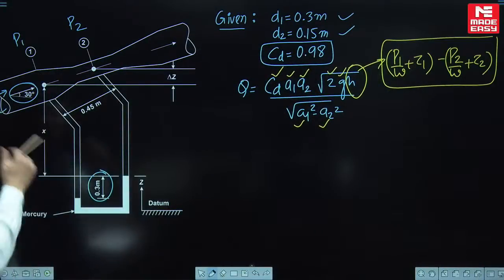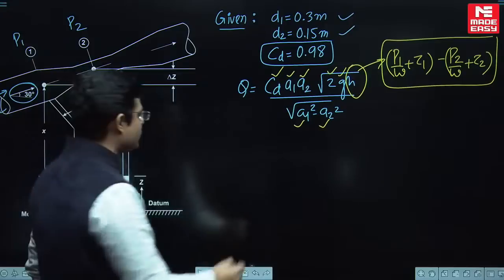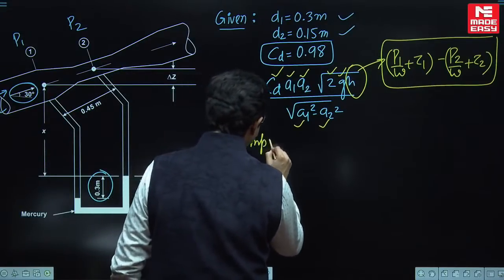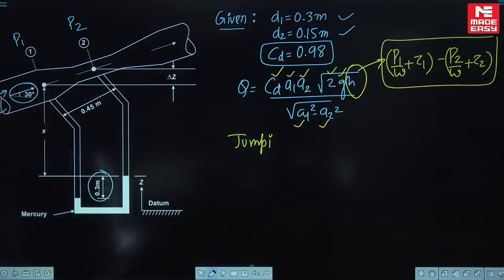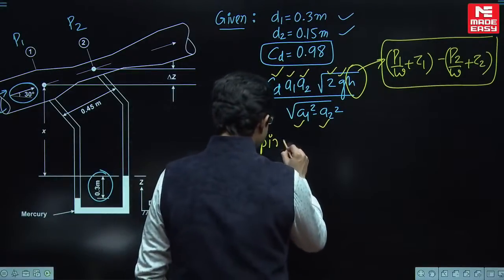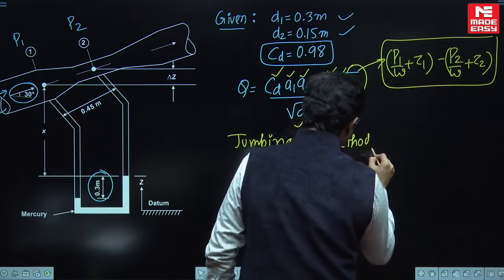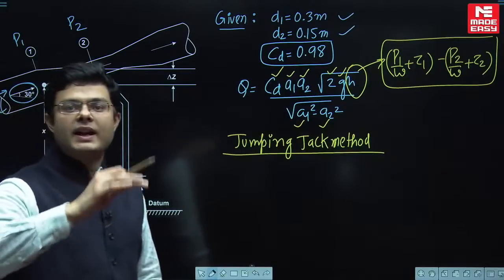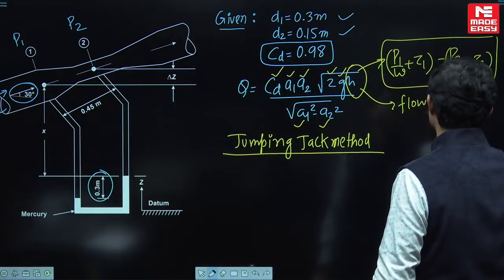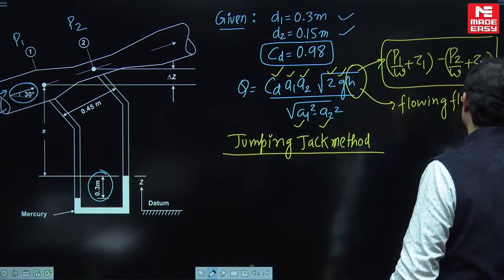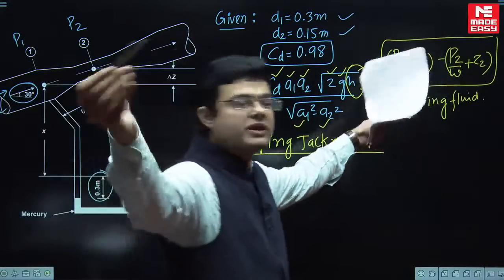For calculating the piezometric head difference between the pipe and the throat, this manometer has been attached. Let us apply the jumping jack method on the manometer. If you're comfortable with the datum technique, you can use it, I don't have any problem with that. But I'm going to use the jumping jack method. If you remember the classroom, I have always told you that you should find this H in terms of flowing fluid. So what is the fluid flowing through this Venturi meter? Water. So you should do all your calculation in terms of flowing fluid.